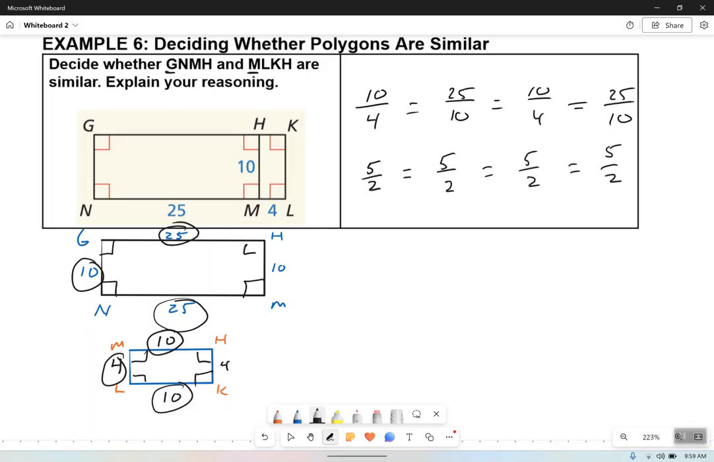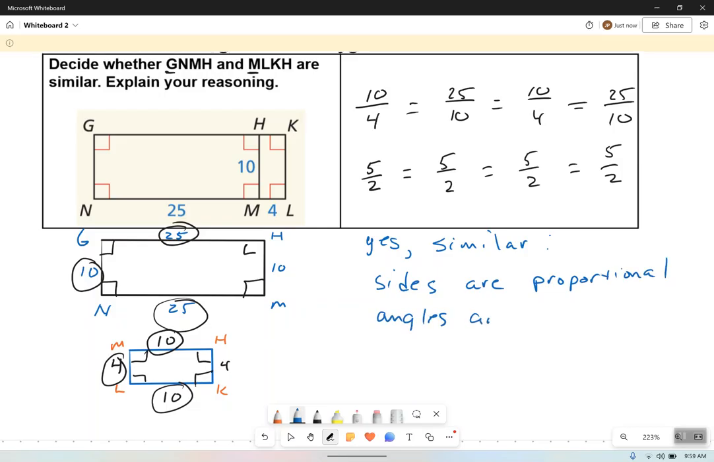Kids, what's true about all these ratios right up here? Are they the same ratio or are they different? They're the same, okay? They're proportional. Those sides are proportional. So we would say similar or not? I'm going to say sides are proportional. Angles are equal.